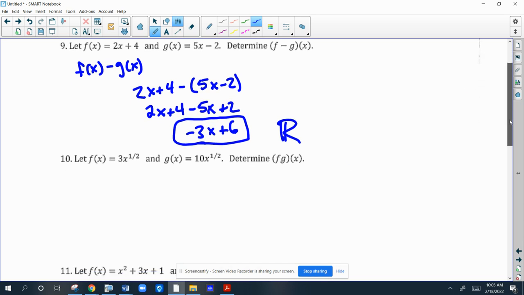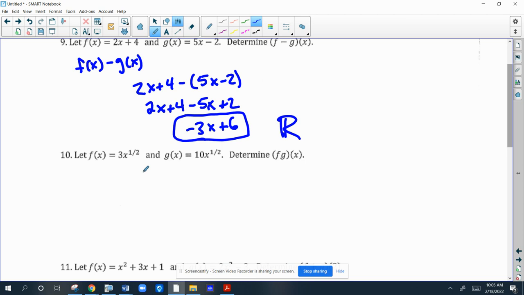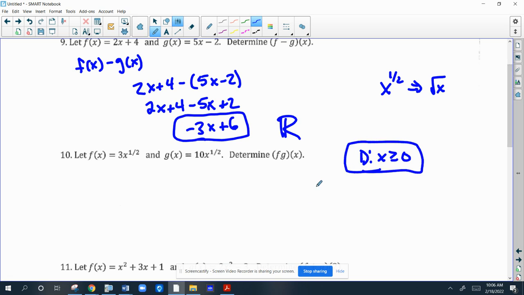Speaking of domain, on number 10, these are square roots, right? Because x is to the 1/2. So x to the 1/2 is the same thing as the square root of x. You can't take the square root of a negative number. So the domain of this, because of that, is going to be x is greater than or equal to 0. That's for this number 10. It didn't ask the domain here, but I just wanted to make sure you saw that because we talked about it. But now let's do the problem.